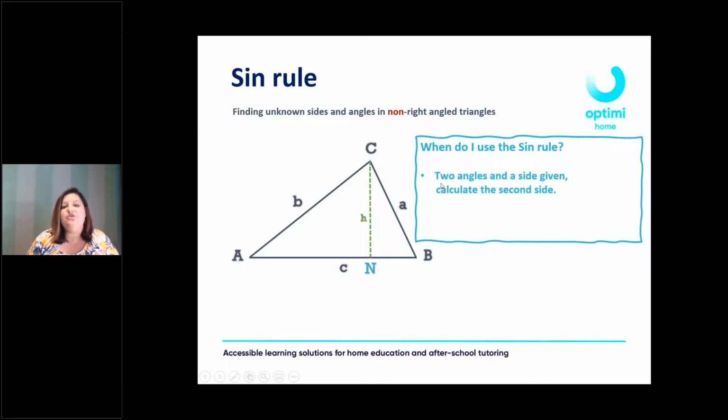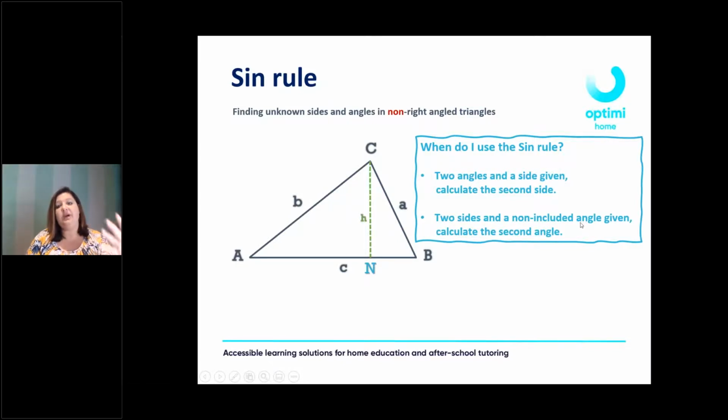When you have two angles and a side given, you can calculate the second side. Now, it's very important here that you know it is the two angles. So let's say A and C. So it must be this corresponding side, which is c, and the corresponding side a, what we are talking about. So if one of them is missing, or two sides and a non-included angle.